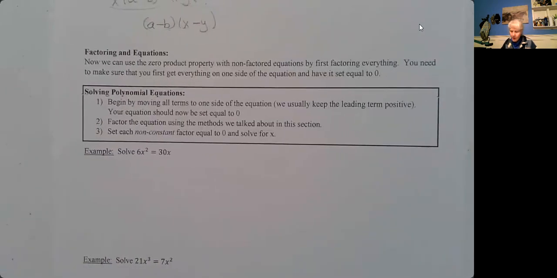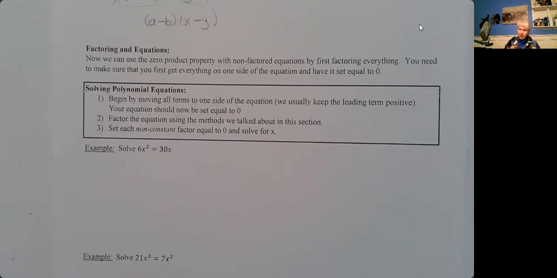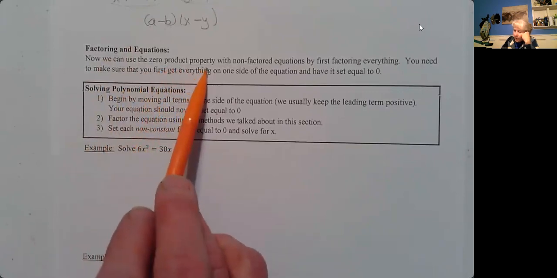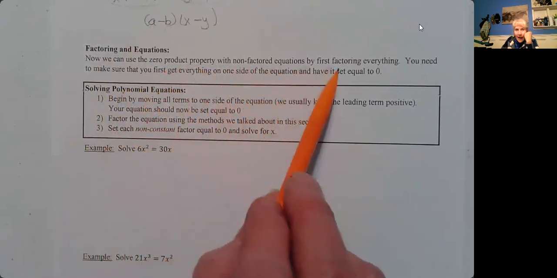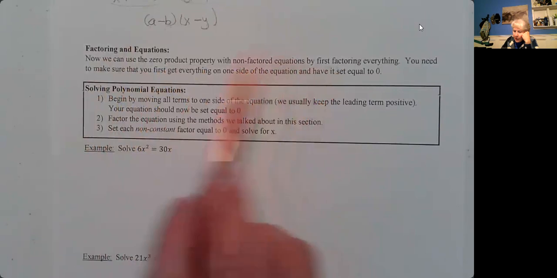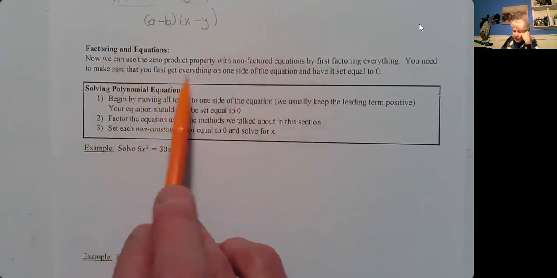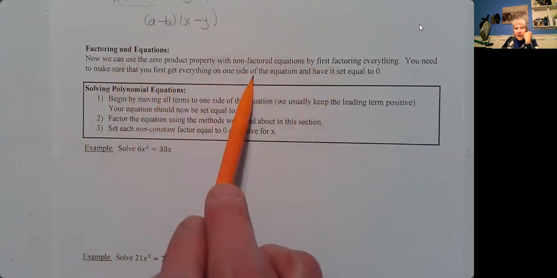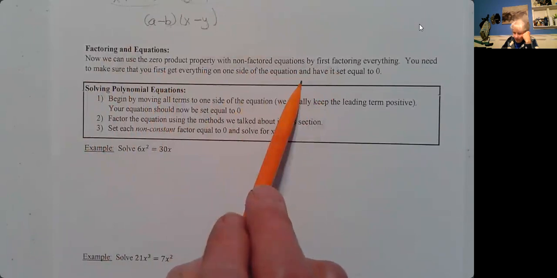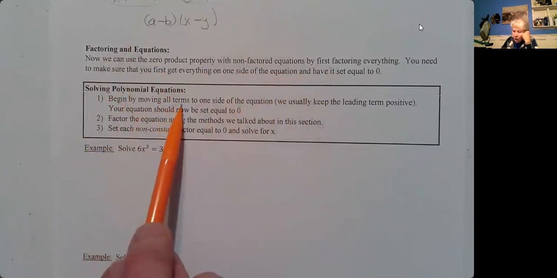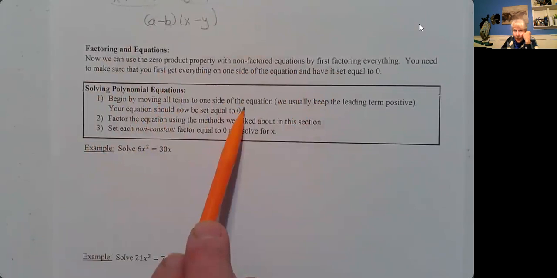Okay, what we're now going to do is solve using factoring. Now we can use the zero product property with non-factored equations by first factoring everything. You need to make sure that you first get everything on one side of the equation and have it set equal to 0. So begin by moving all terms to one side of the equation.